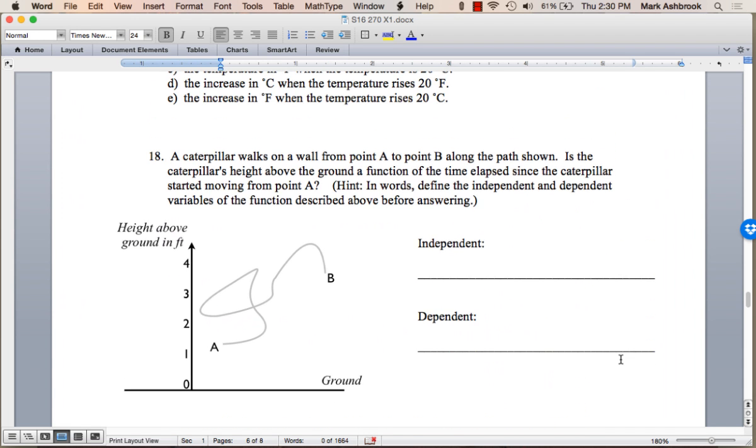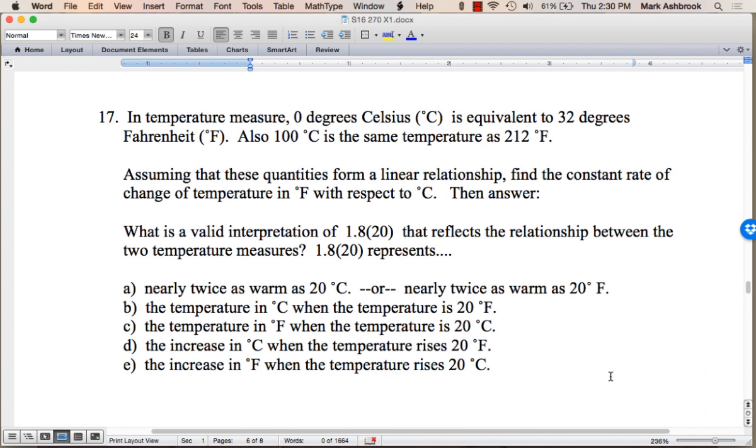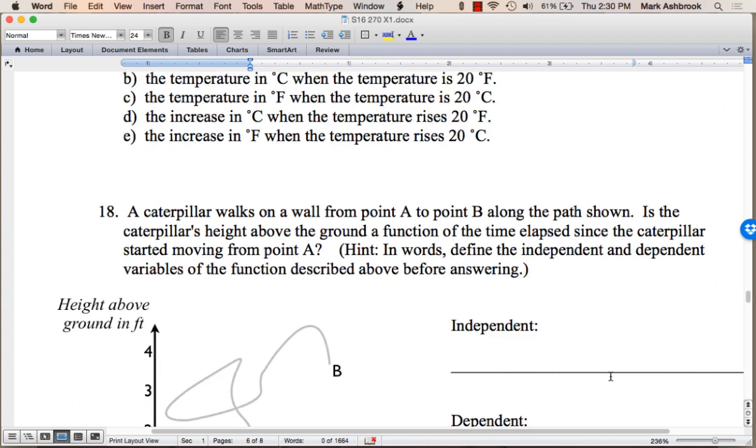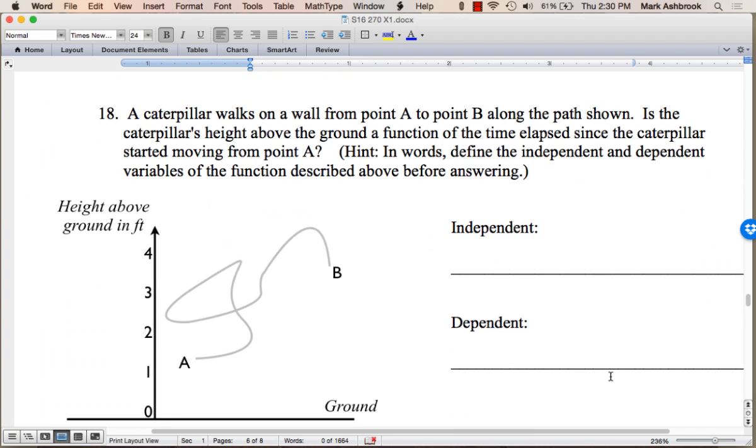Let's take the answers off the table here. Let's just make it open-ended. Okay. Caterpillar walks on the wall from point A to point B along the path shown. Is the caterpillar's height above the ground a function of time elapsed since the caterpillar started moving from point A? I want you to discuss this question at your tables.